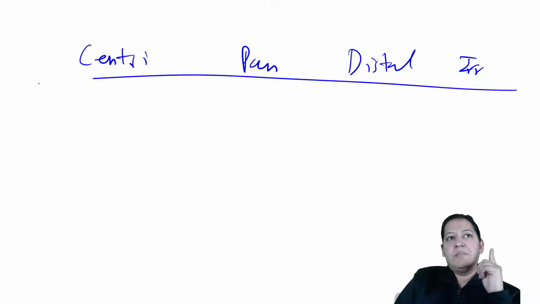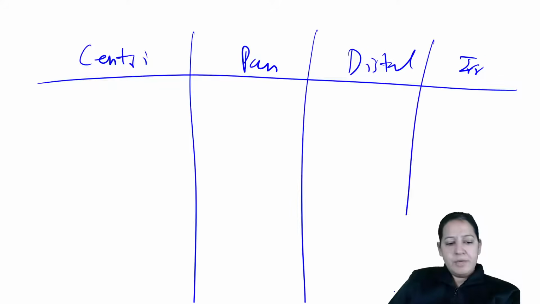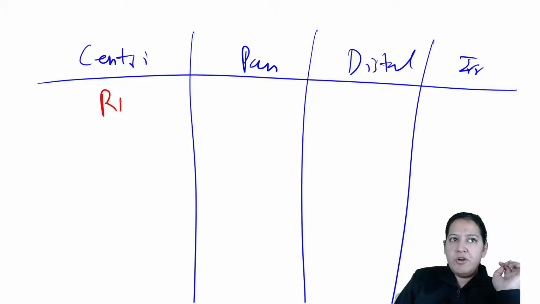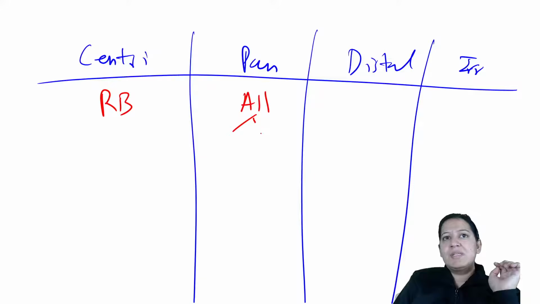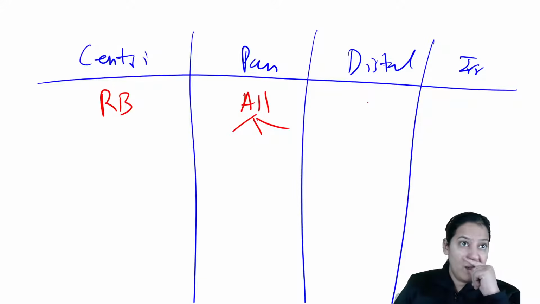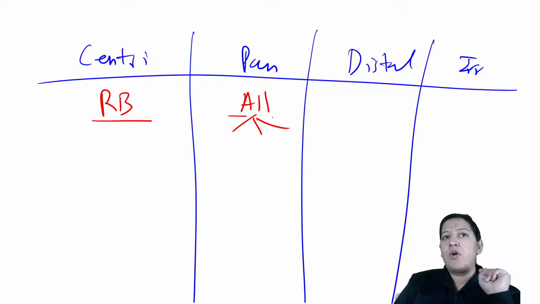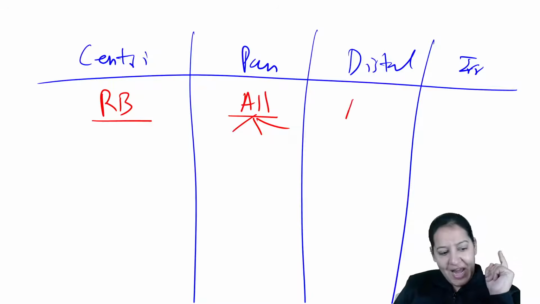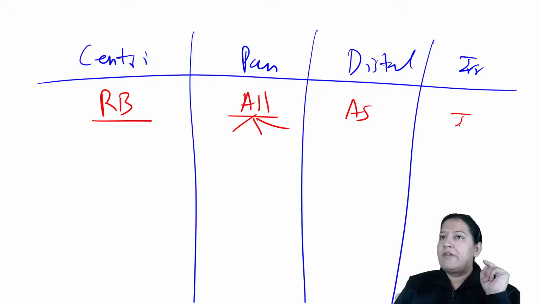Please write this table with me. Write the definition of all of them. You already know the definition. Here respiratory bronchiole. Here all structures. What will be in distal? Here the respiratory bronchiole is dilated. Here all structures are dilated. In distal the alveolar sac is dilated, and here irregular is there.